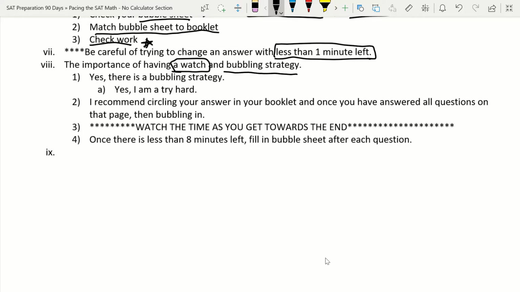Next thing, I do use a bubbling strategy when I take the SAT, and I recommend you do as well.